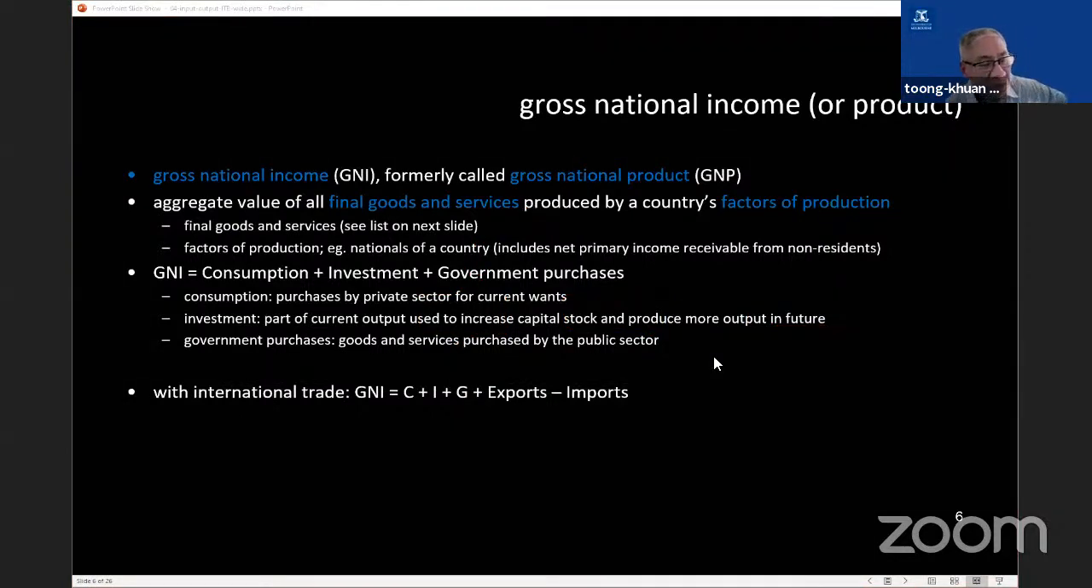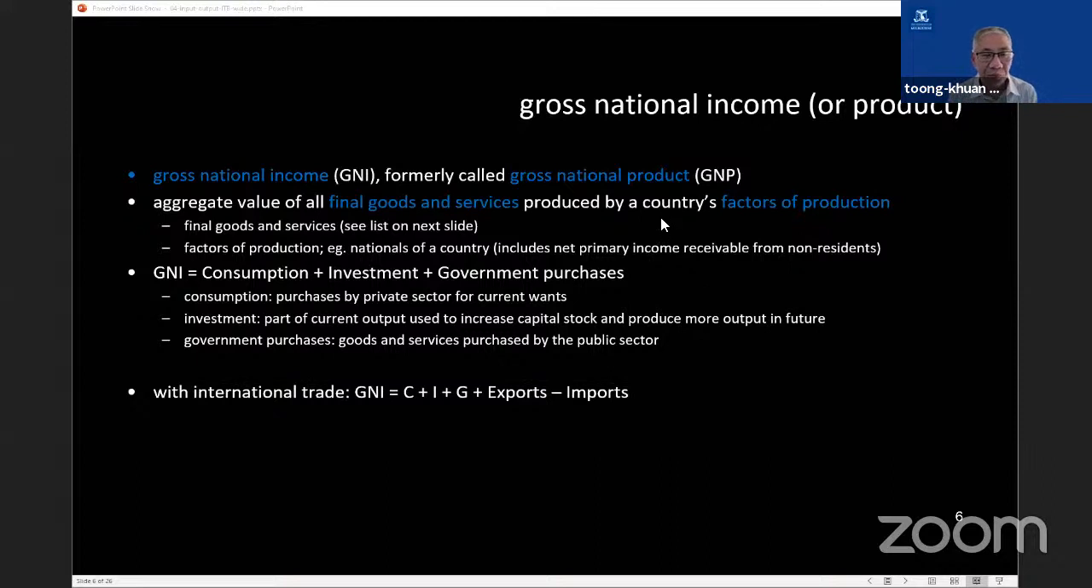Now, I've answered this question in an earlier session. Somebody asked me what's the difference between GNI and GDP. So let me reiterate this again. Gross national income was previously called gross national product. It's an aggregate value of all final goods and services produced by a country's factors of production. I think I've given you this example previously. If it's an Indonesian company operating in Singapore, that output or value add is considered part of GNI, but not part of GDP, okay?